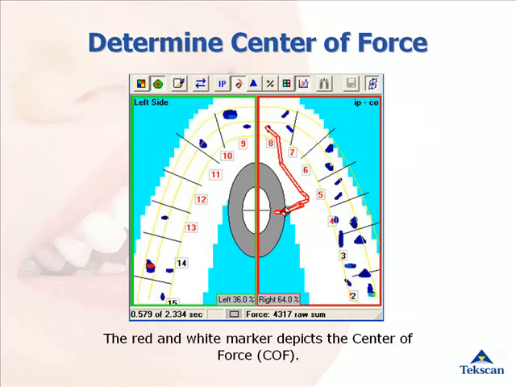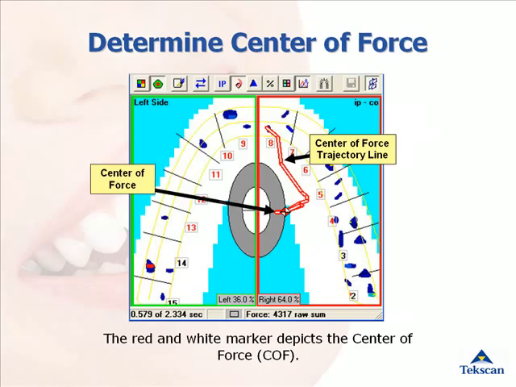Each T-Scan recording has a center of force trajectory line that displays the history of the patient's bite. The center of force is a timeline of what happens throughout the path of closure. Each segment of the center of force trajectory line represents one click of the mouse or 1/100th of a second in time. What you can see for this patient looking at timing and force together is that most of the force begins mid-arch left side.